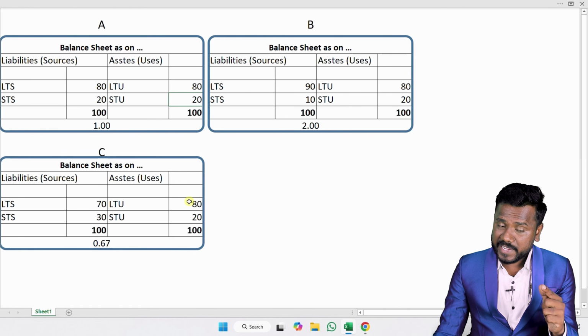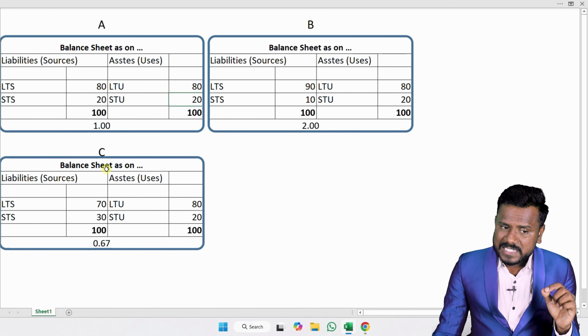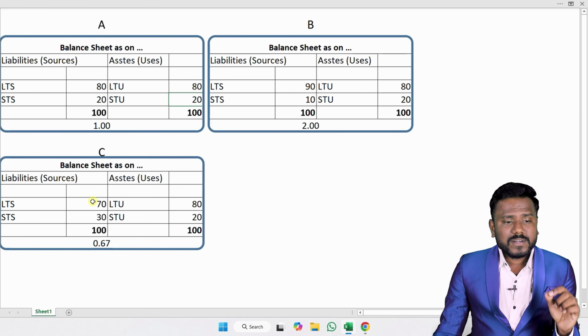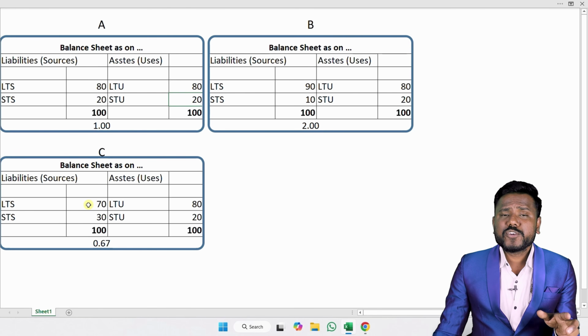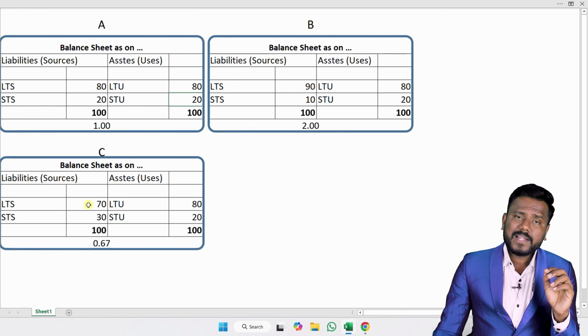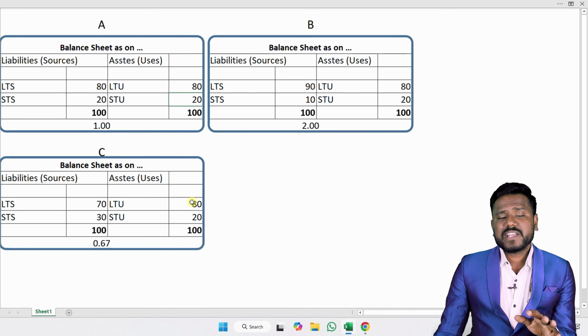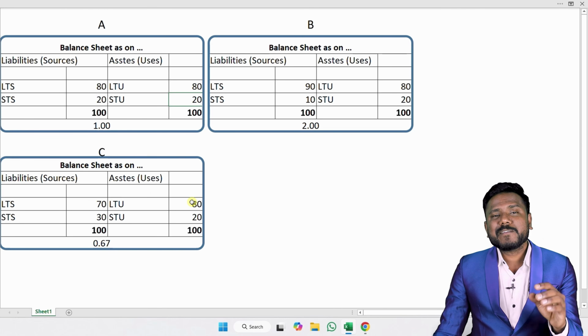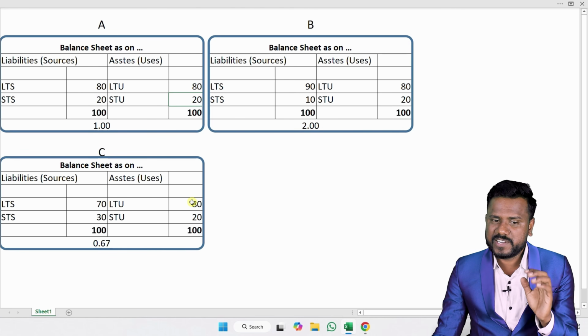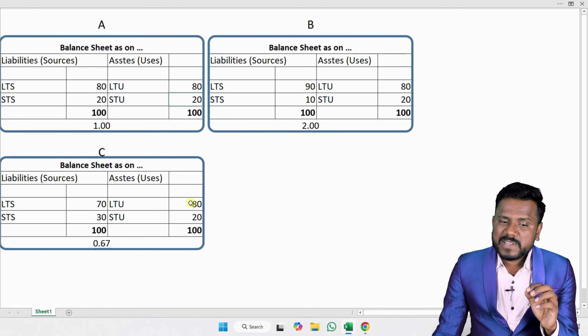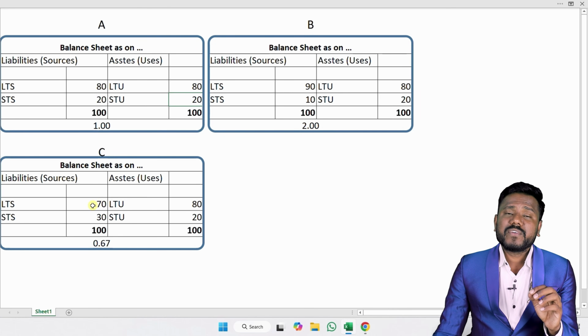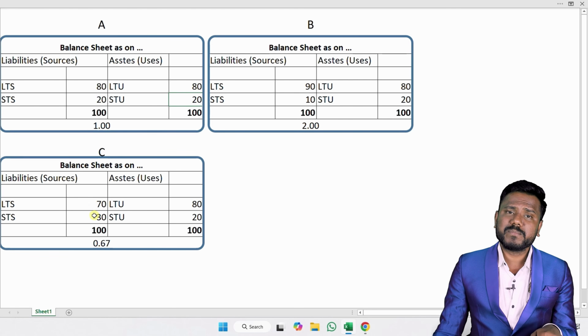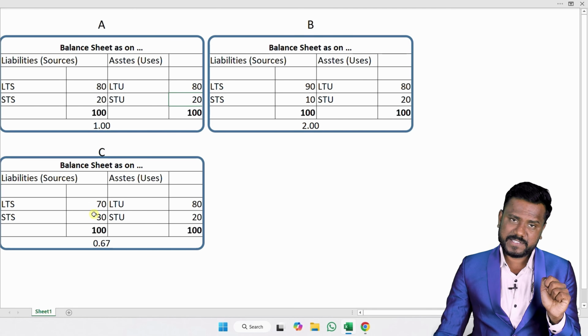Once again, let me recap. Company C borrowed long-term sources of 70, and they need to buy some machinery. Let's take an example, the machinery costs 80 rupees, and that machinery is going to be used in production. To buy that machinery, because you don't have sufficient long-term sources, this company utilized short-term money for long-term uses.